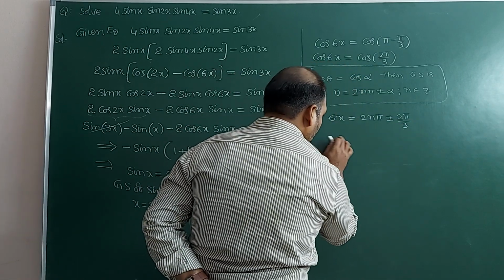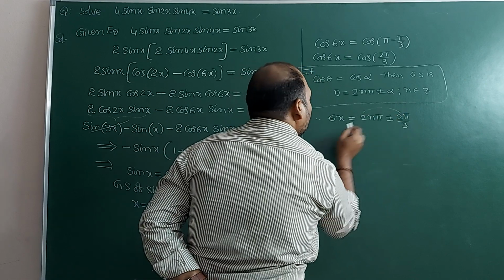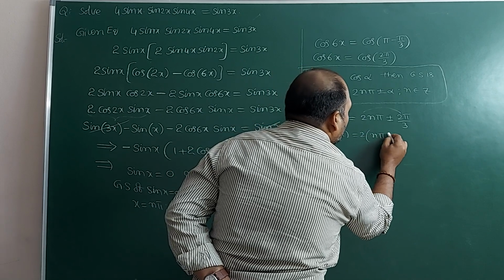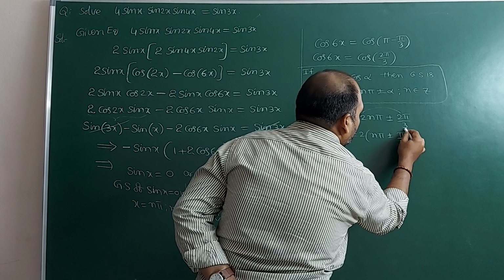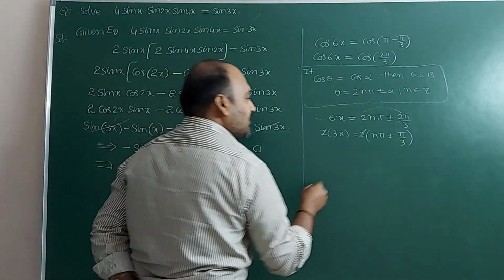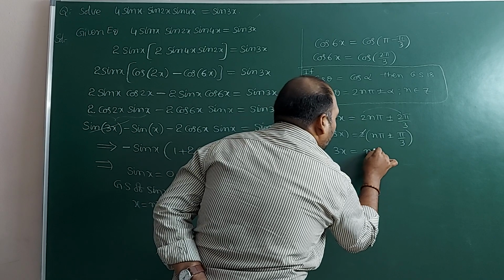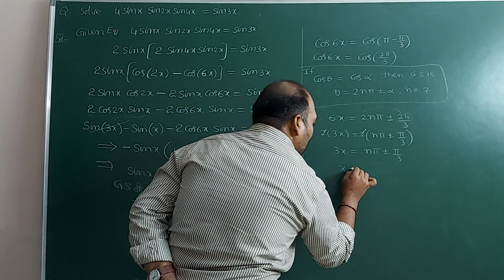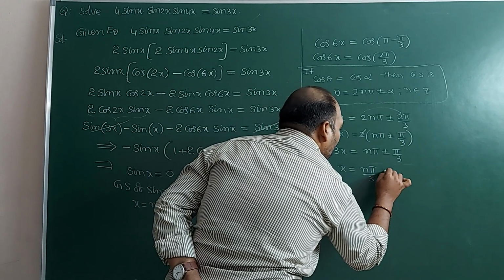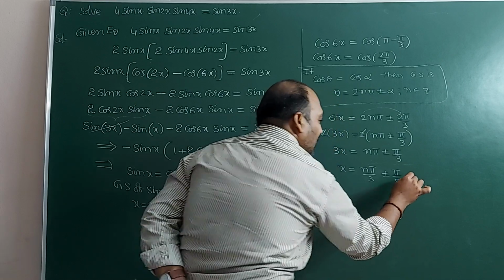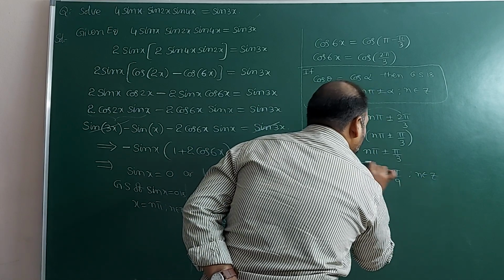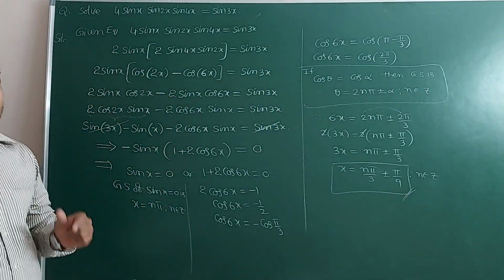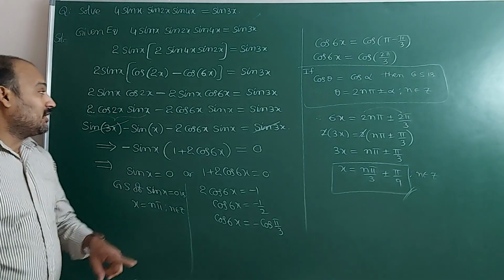So now, both sides 2 take common. Here also 2 times of 3x. So 2 times of n pi plus or minus pi by 3. 2 to get cancelled. So 3x equal to n pi plus or minus pi by 3. So x I want. X is equal to n pi by 3 plus or minus pi by 9 where n belongs to z. These are the solutions of given equation, dear students. I hope you people understand. We'll move on to the next question.